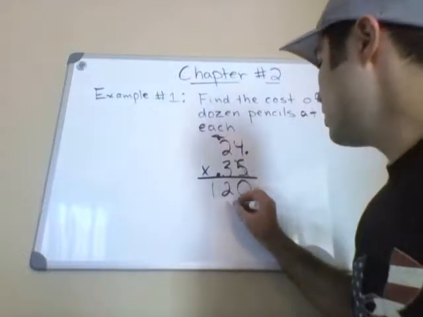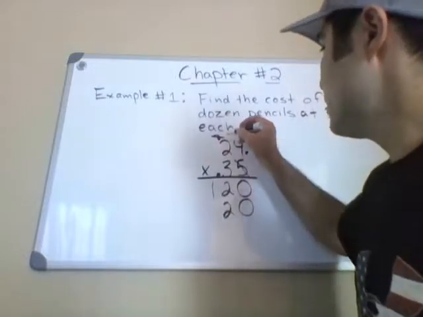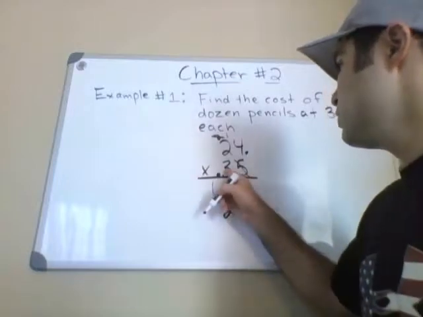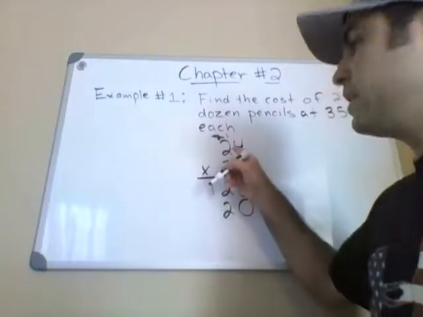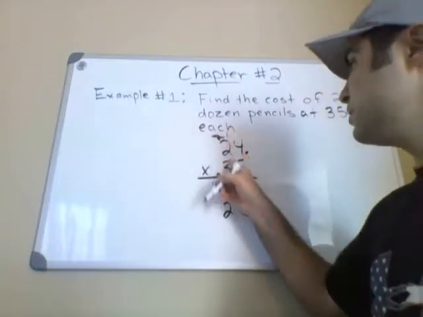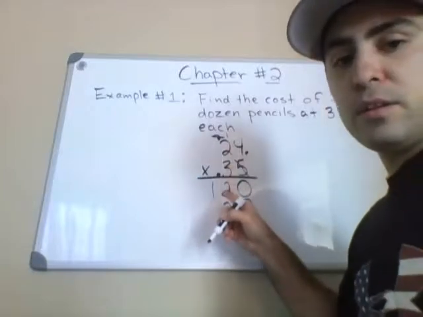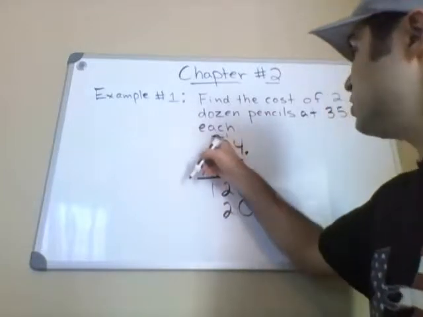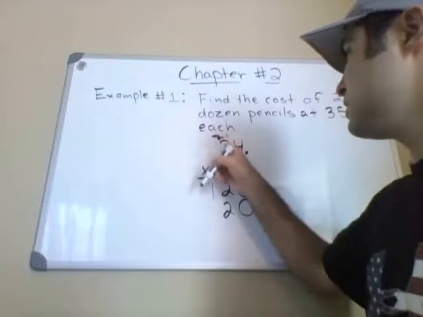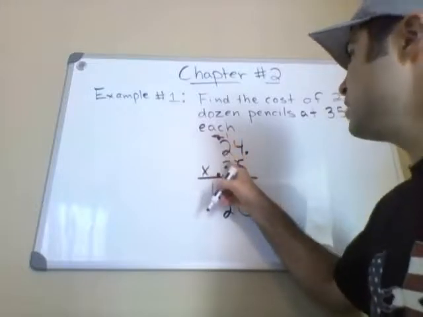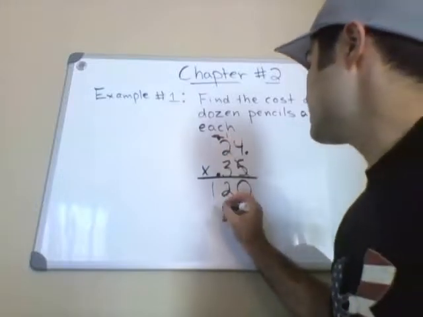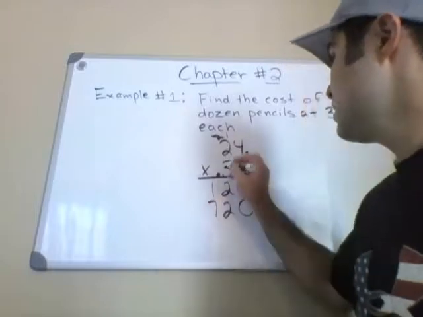3 times 4 is 12. 2 goes right there, carry your 1. 3 times 2 is 6. Now we're going to add this 1 to our 6 right there. It's good that you cancel out that 2 so that you don't actually add that 2 instead. But 3 times 2 is 6 plus 1 is 7. Then we're done with that.